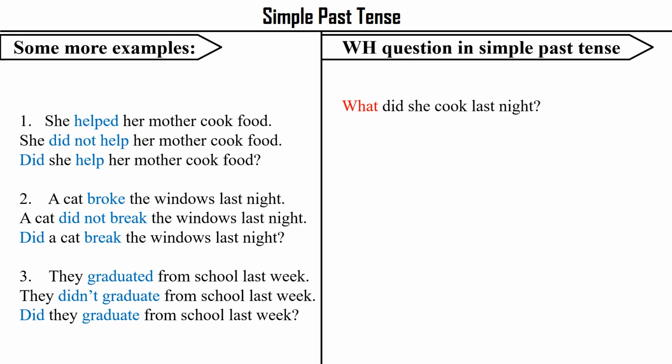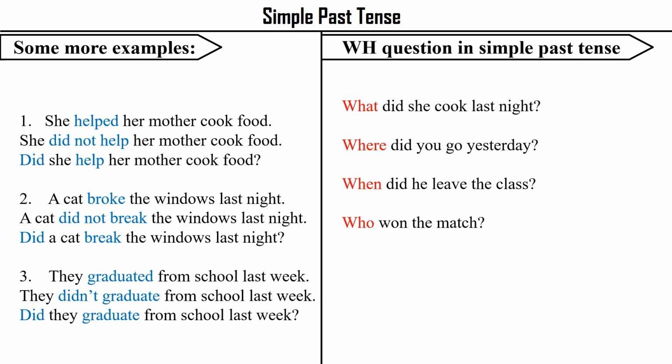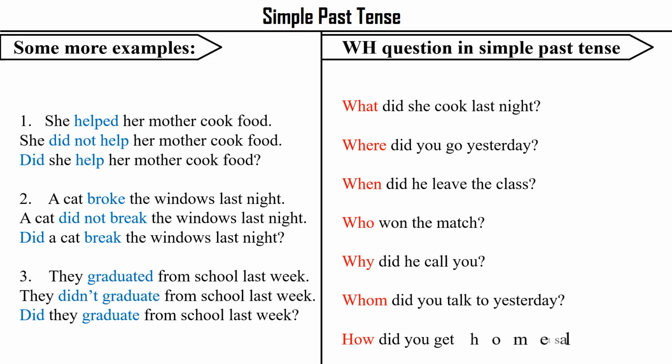What did she cook last night? What, class, helping verb did. What did she cook last night? Where did you go yesterday? When did he leave the class? Who won the match? Why did he call you? Whom did you talk to yesterday? How did you get home last night?